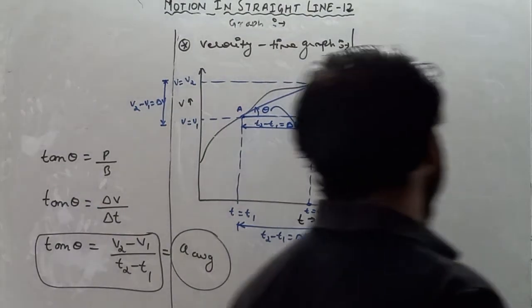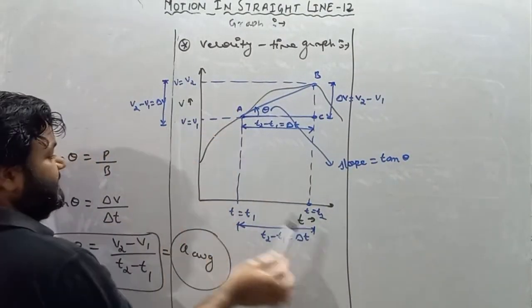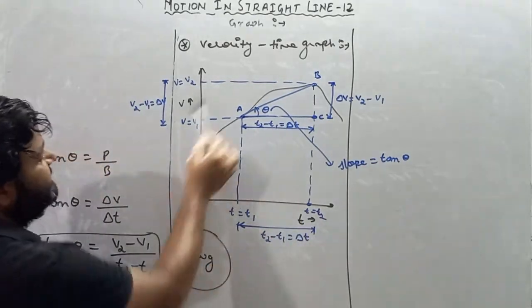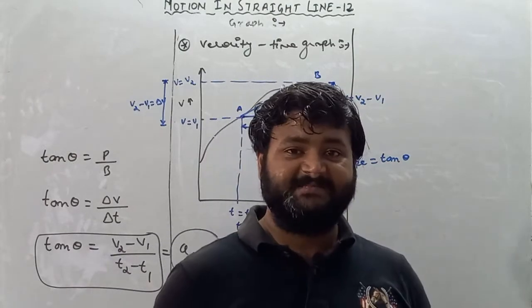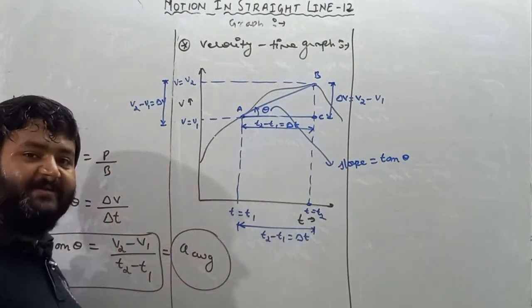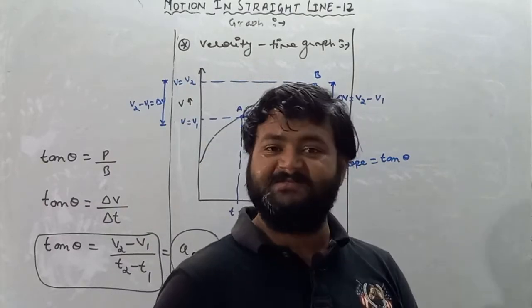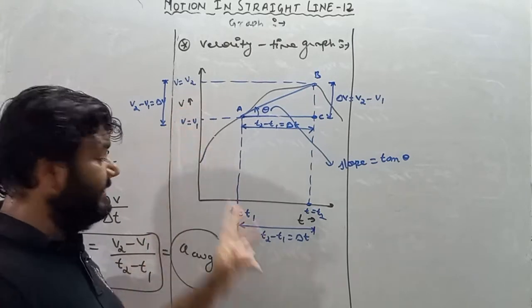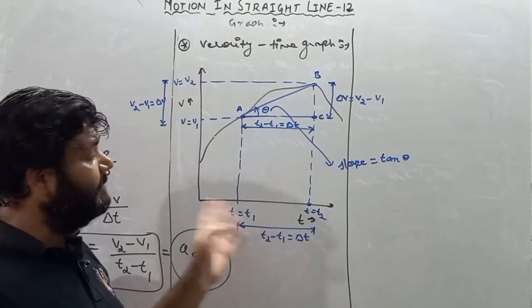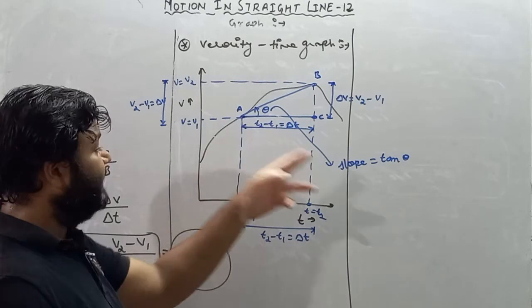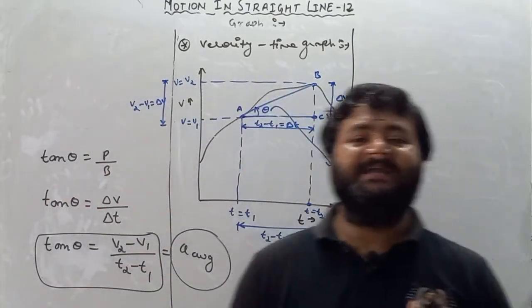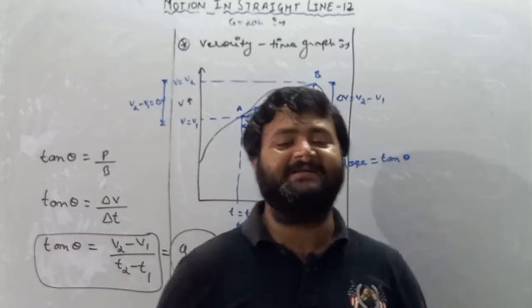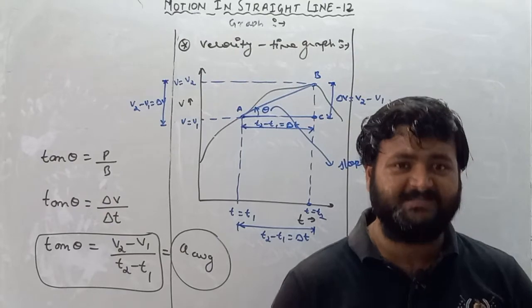So what do we learn from here? We learn that if a velocity-time graph is given and we have two different times, then at those two times the velocity is also different. At time t is equal to t1, velocity is v1. At time t is equal to t2, velocity is v2. So if you find the slope of the graph between time t1 to t2, then that slope in terms of tan theta gives you the value of average acceleration. I hope you all are understanding the nature of the graph, how the graph behaves and what we'll get.